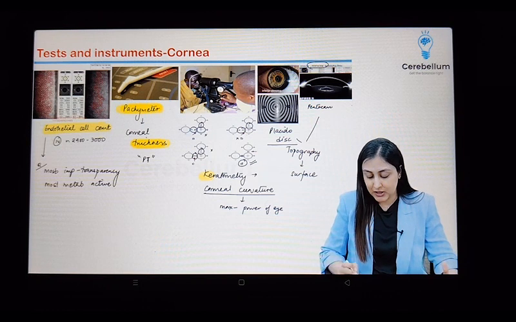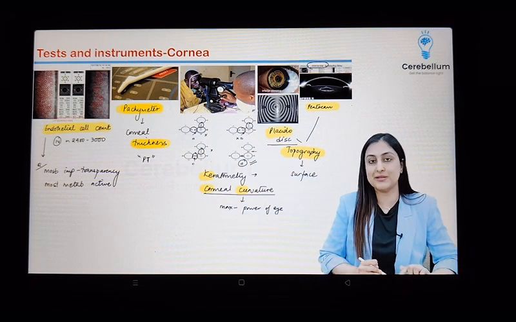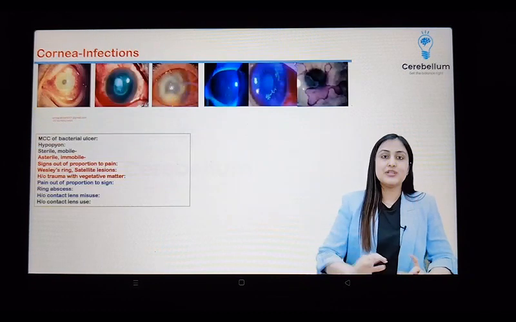You remember PT, Kerr and Kerr. So keratometry is curvature, whereas topography is surface with Pentacam, and P for Placido. So both of the Ps go together, and this is about the different tests in cornea. Now let's look at infections.